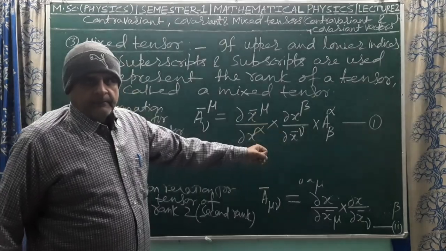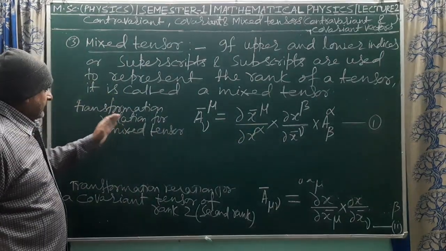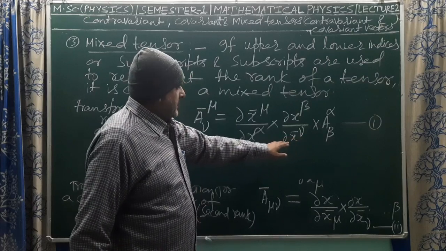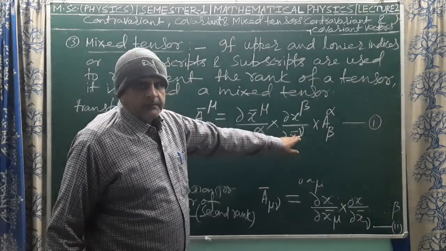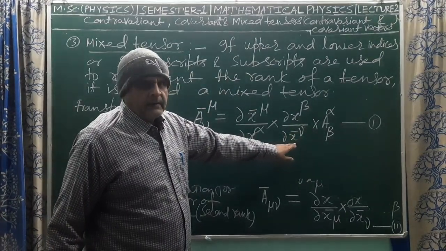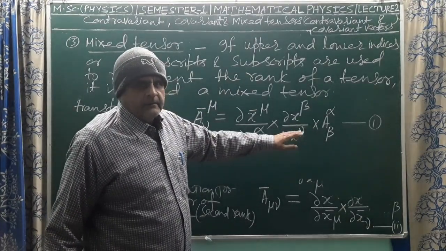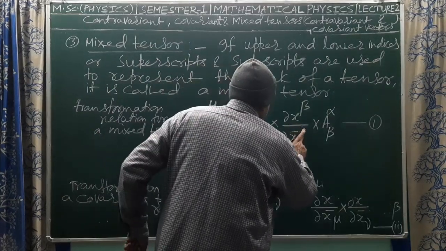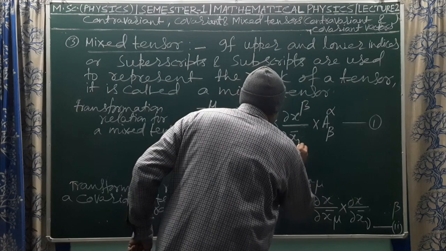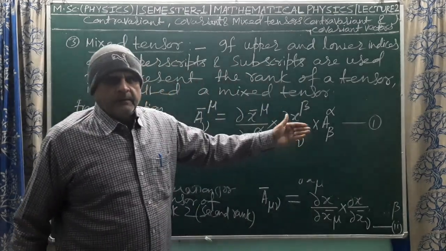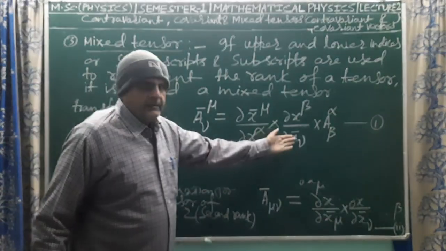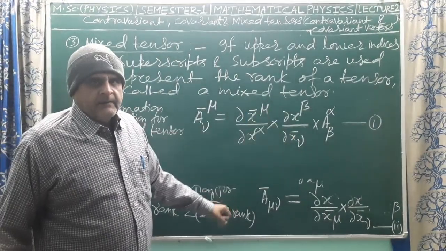There is a correction in the transformation relation for a mixed tensor. The position of index nu will be as a subscript, that is nu is placed as a subscript or lower index for a covariant tensor.